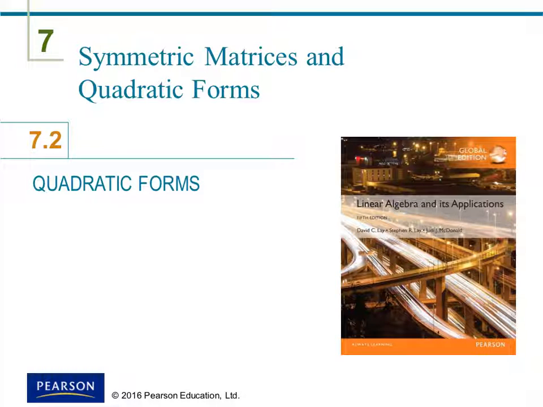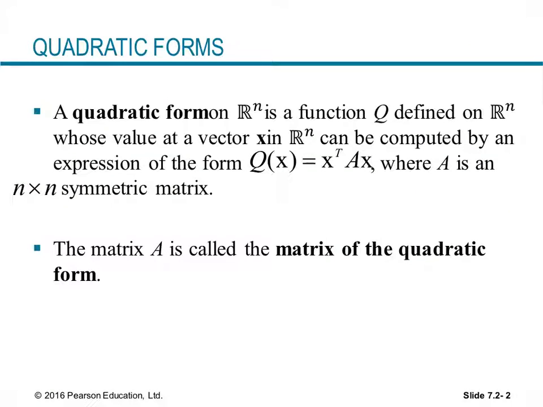In section 2, we will consider a function called a quadratic form. A quadratic form on Rn space is a function whose value at a vector x can be computed by this form, where A is an n by n symmetric matrix. And at this point, this matrix A is called the matrix of the quadratic form.